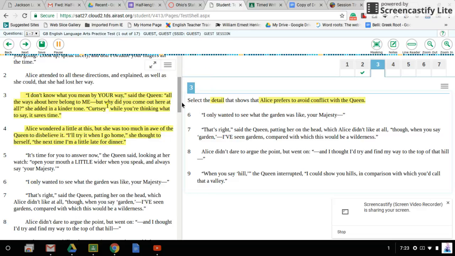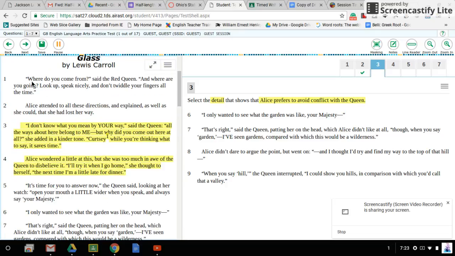Okay, so I think we need to look at the context. We can see that that's paragraphs 6, 7, 8, and 9. So let's look at kind of 4 and 5 and see what was going on. So here they were talking about the curtsy. We had just looked at that in the last question. "It's time for you to answer now," said the Queen, looking at her watch. "Open your mouth a little wider when you speak and always say, Your Majesty."